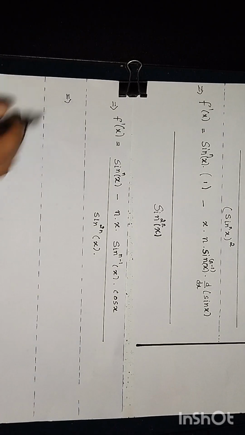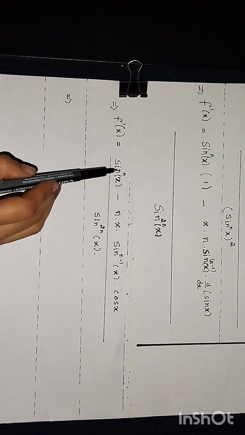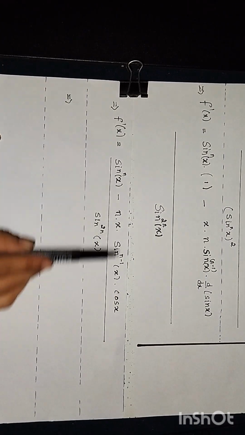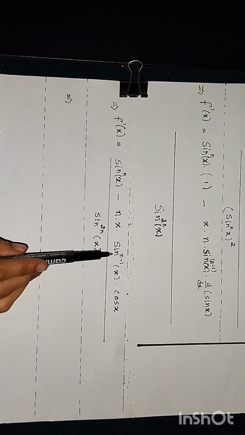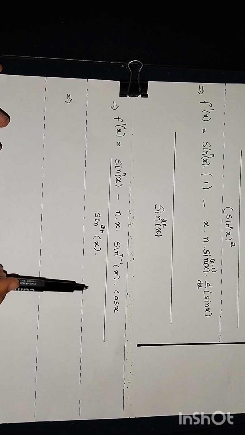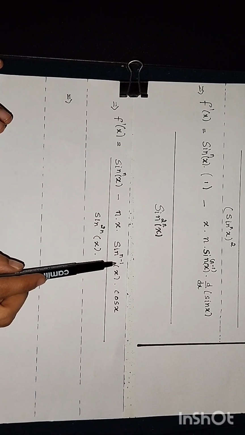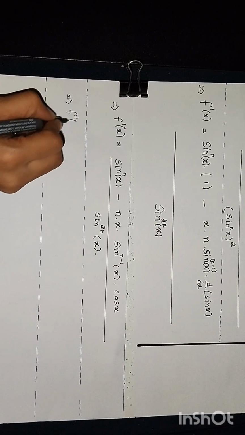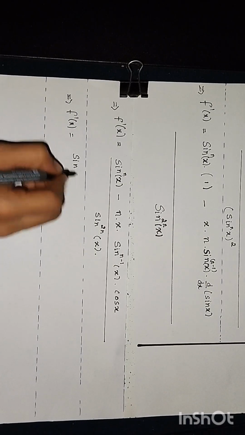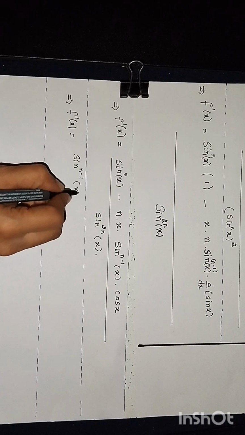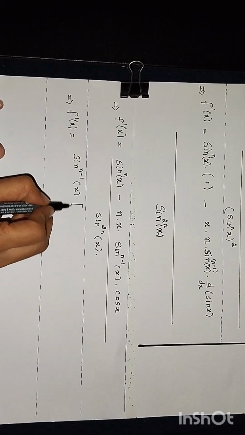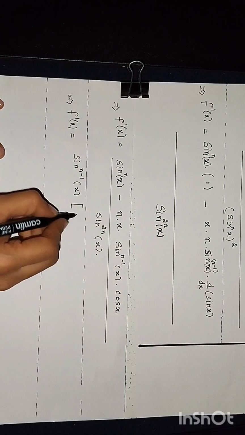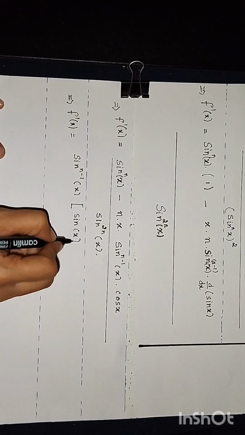Now here we have sine to the power n x and sine to the power n minus 1 x. So we can take common, right? When we are taking common, we will always take the lesser value. Here n is bigger compared to n minus 1, so we will take the lesser one as the common. So we will get sine to the power n minus 1 x, and out of n you're left with just 1 sine x.